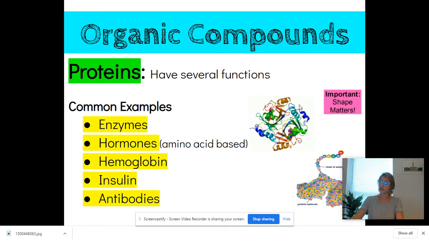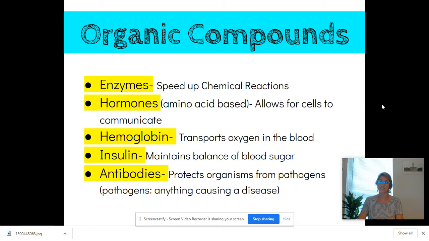However, we're only going to talk about 5 here: enzymes, hormones, hemoglobin, insulin, and antibodies. These are the only ones that are going to be tested. First of all, we have enzymes. Enzymes help to speed up any chemical or metabolic reactions. Hormones allow for cells to communicate with one another. Cells have to communicate in order for things to work properly.